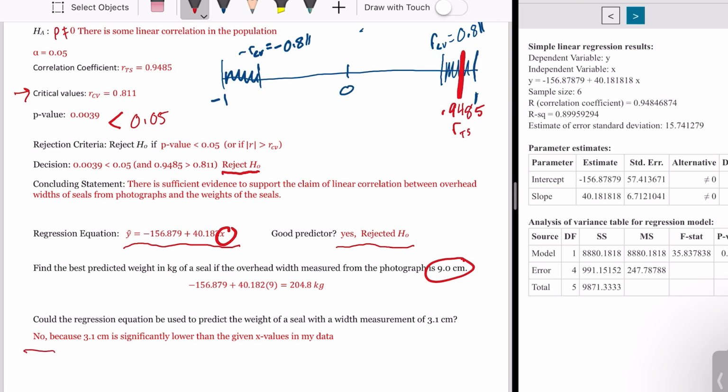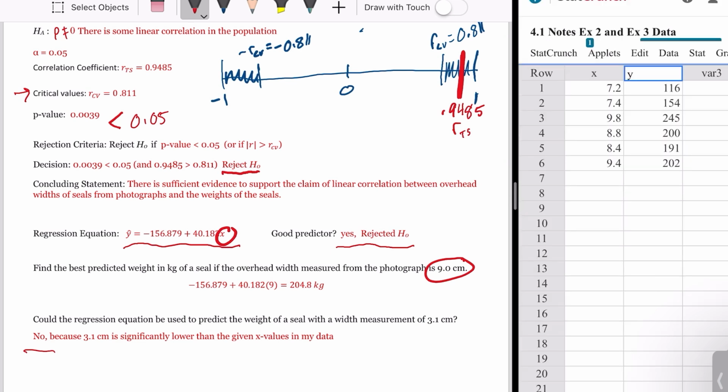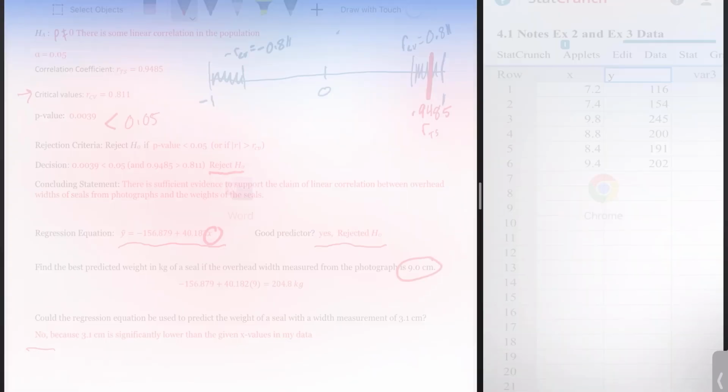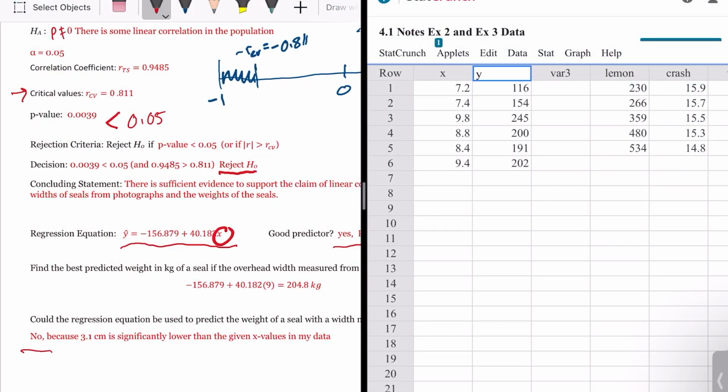Okay, now last thing. We want to show you what would happen if you failed to reject. We did not fail to reject, but if you did, you can't use that equation to answer the question about 9 centimeters. So you've got to find another way to answer that question. What I want to find is the average of the y values, because that would be my best prediction.